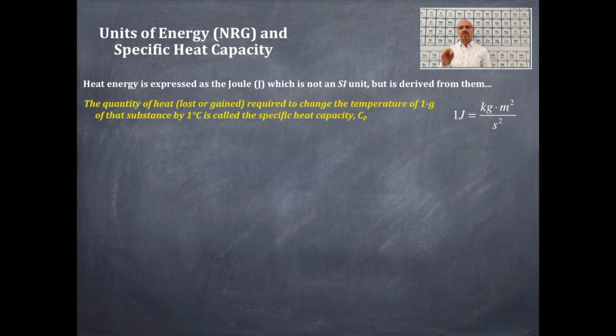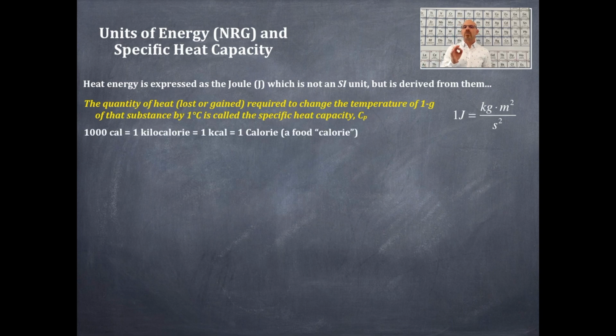Okay? All right. The quantity of heat, either lost or gained, required to change the temperature of 1 gram of any substance, whatever that substance is, by 1 degree Celsius is called the specific heat capacity. It is denoted as a capital C with a lowercase p, so that's Cp. Sometimes it's just shortened as an upper case C, and that works out fine too.